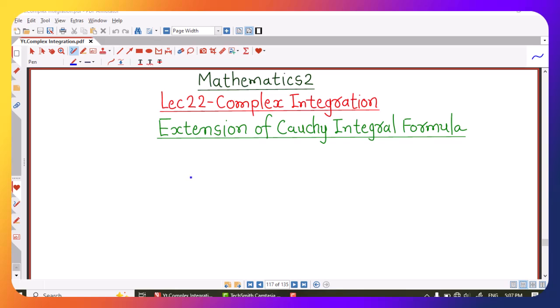Hello friends, I welcome you in lecture number 22 on complex integration. In this lecture also we will discuss two more examples on extension of Cauchy integral formula.